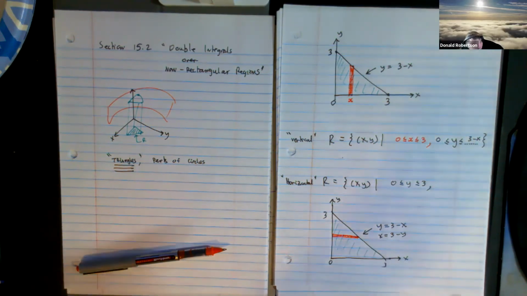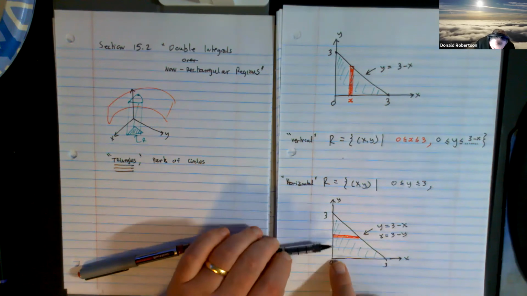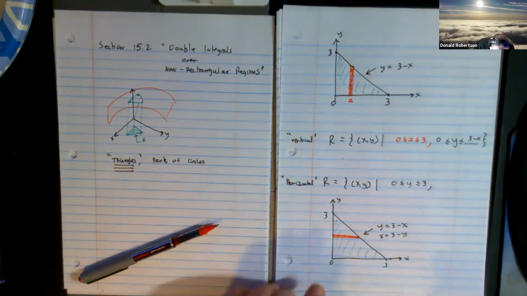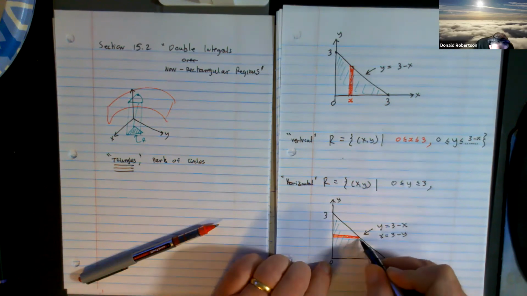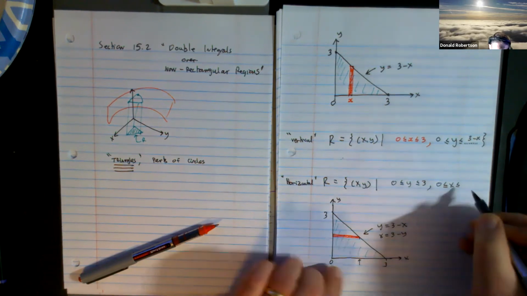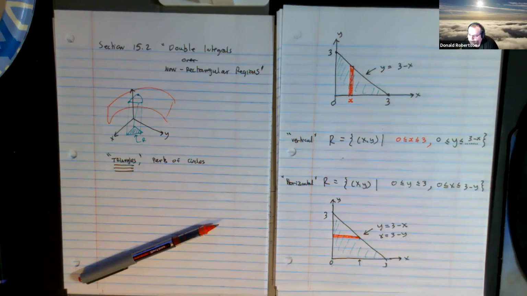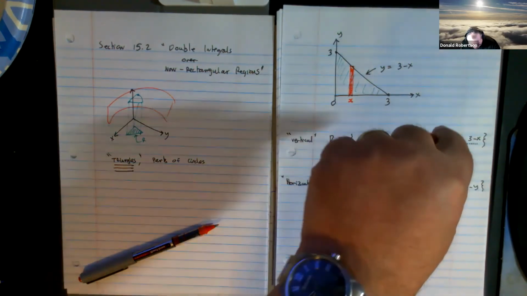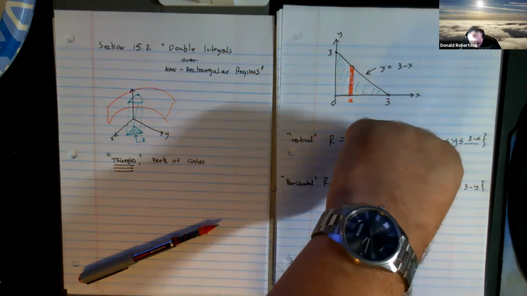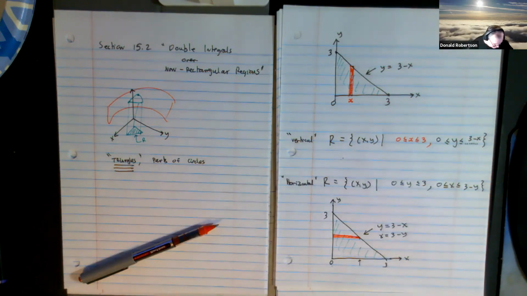Now, why is that important? When you do this version, when you look at this particular guy, aren't the x's going to go from 0 to here? And the x's are going to go from 0 to 3 minus y. So if you have this region, you could describe it using this combination of x's and y's or this equivalent combination of x's and y's.